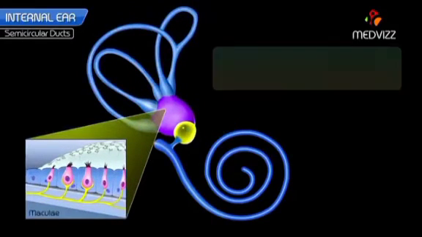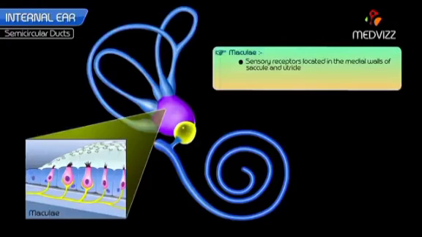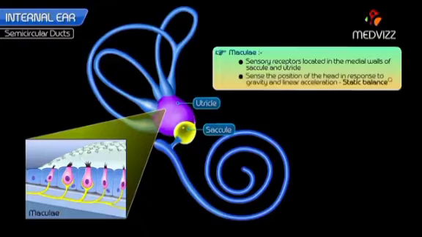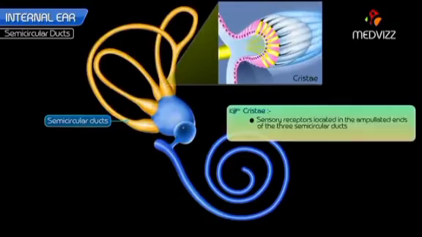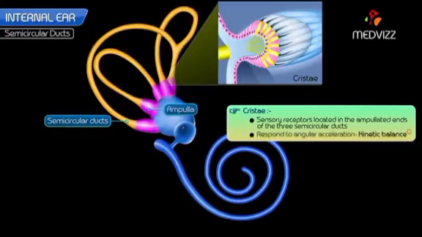Maculae. These are sensory receptors located in the medial walls of the saccule and utricle. They sense the position of the head in response to gravity and linear acceleration. This is known as static balance. Cristae. These are sensory receptors located in the ampullated ends of the three semicircular ducts. They respond to angular acceleration. This is known as kinetic balance.